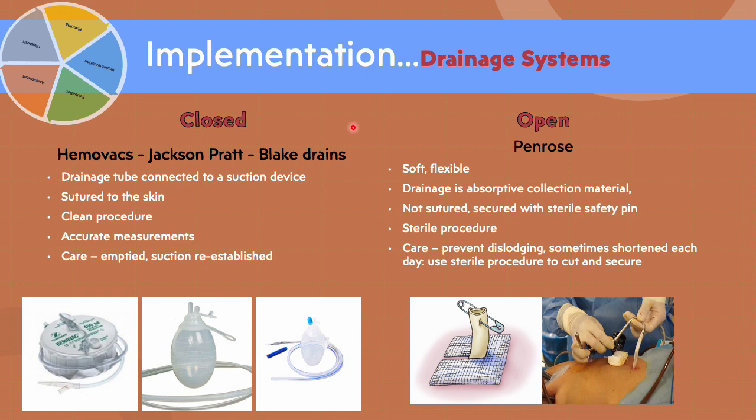Drainage systems can either be closed or open. Closed include Hemovacs, Jackson-Pratt, and Blake drains. The drainage tube is connected to a suction device, sutured to the skin, requires a clean procedure, and requires accurate measurements. Care includes emptying them and reestablishing suction. Open drains, such as the Penrose drain, are soft and flexible.